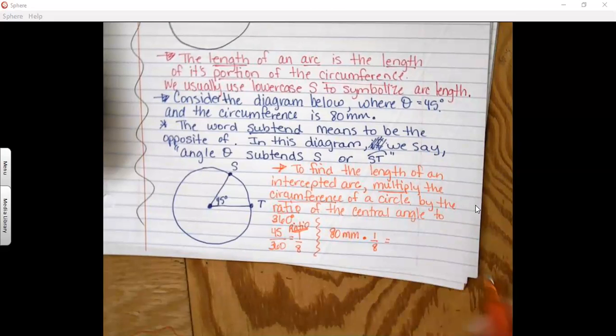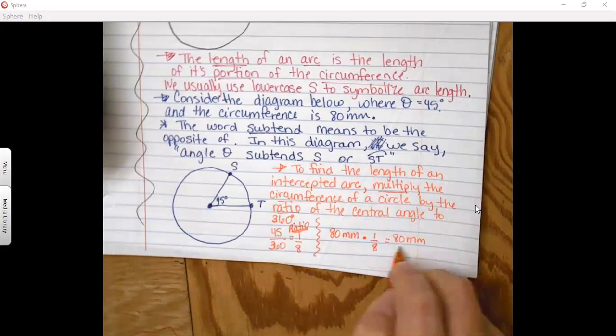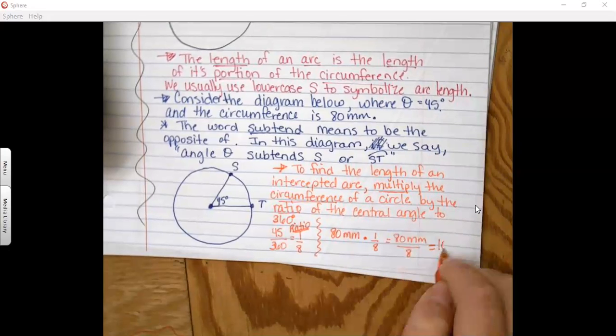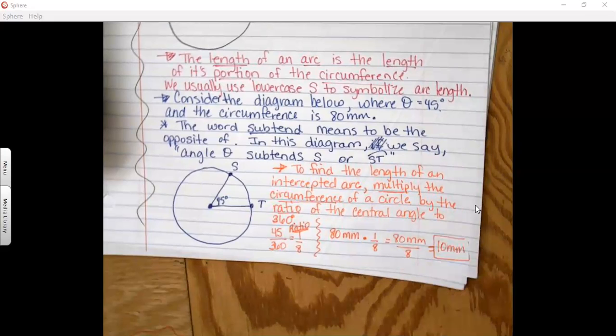So if the circumference around the whole circle is 80 millimeters, since this is a 45-degree angle, that 45-degree angle is 1/8 of the circle. So 1/8 of 80 millimeters is 10 millimeters. Well, that does not seem too difficult. All right, but we're going to have to find other things too. Anybody have a question on that or still copying? Okay.